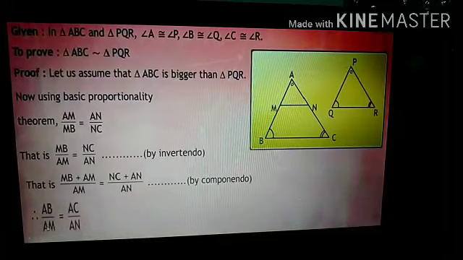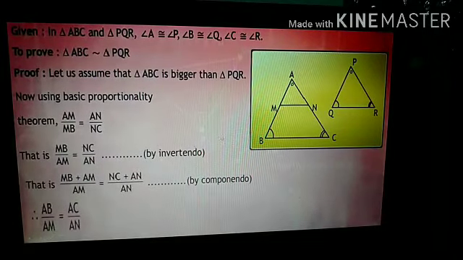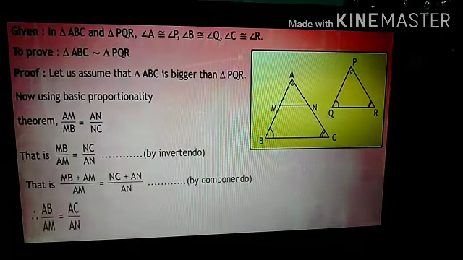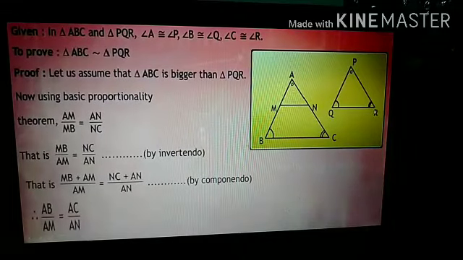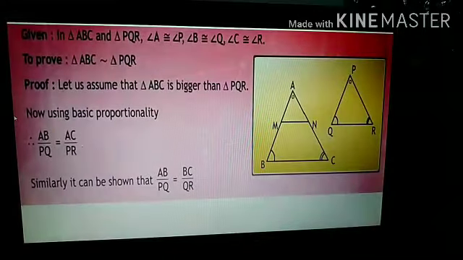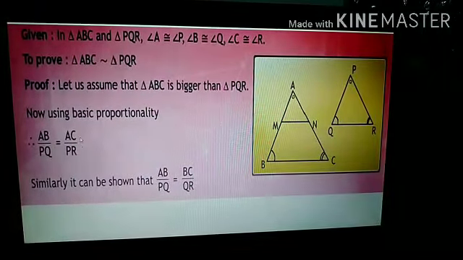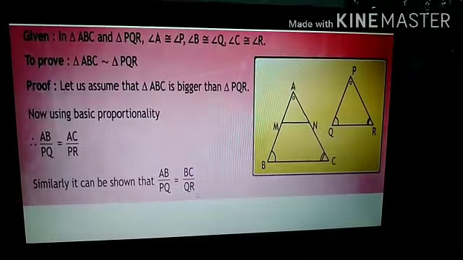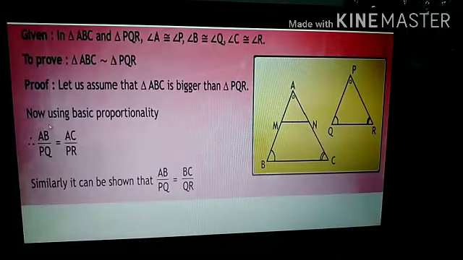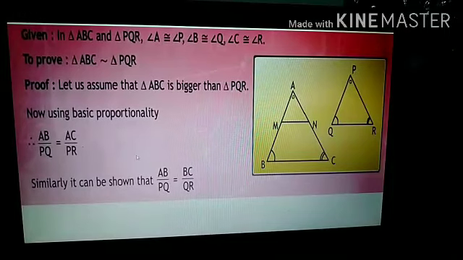Now, the denominator of the ratio AM is equal to PQ because it was a construction. Same way, AN is also equal to PR. So the denominators we are going to replace as AB upon PQ is equal to AC upon PR. In the similar way, we are also going to prove the ratio AB upon PQ is also equal to BC upon QR.